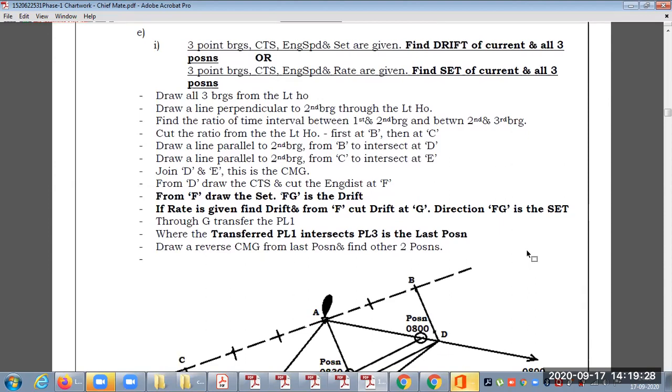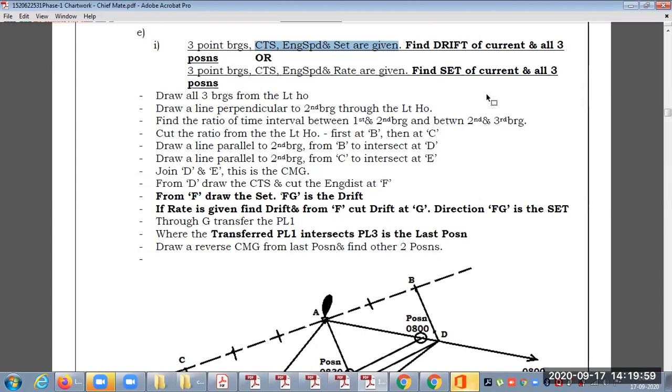There are different cases in 3-point bearing. So different inputs will be given, like we saw. Out of the 6 inputs, either course to steer or engine speed and set are given. Normally to solve a triangle we need at least 4 data, but when only less than 4, like 2 or 3 data are given, that is also an indication that we have to do it by the 3-point bearing method.